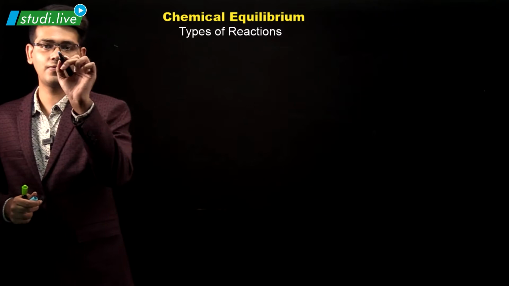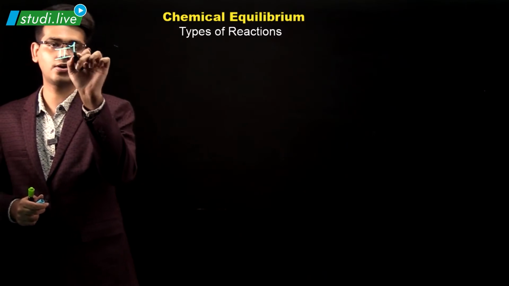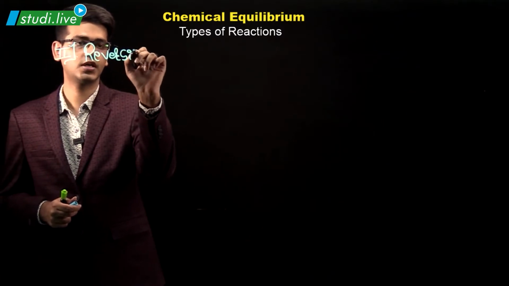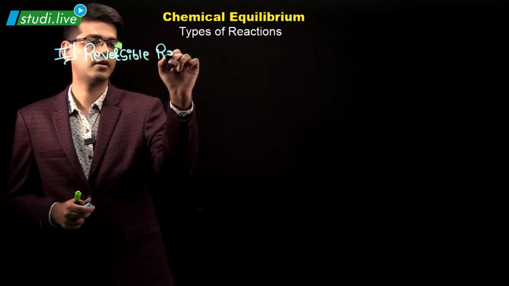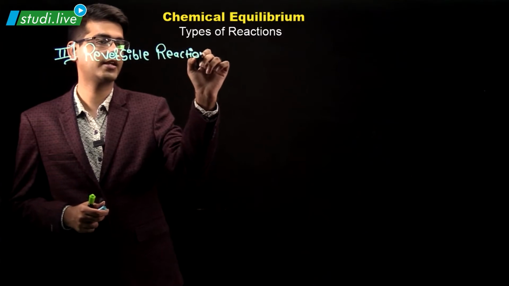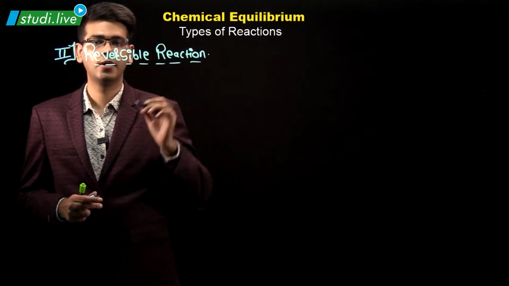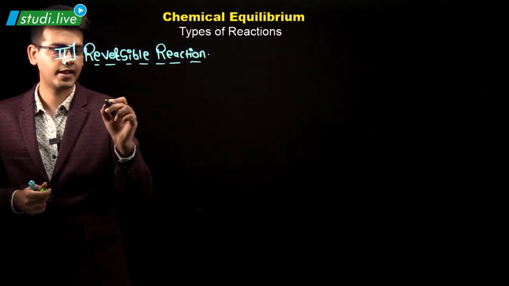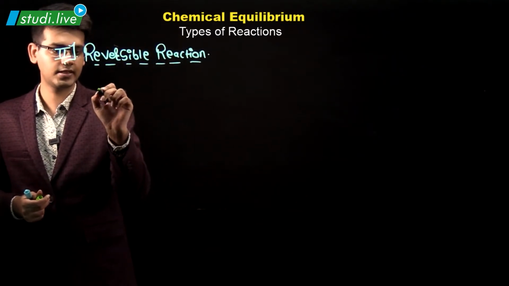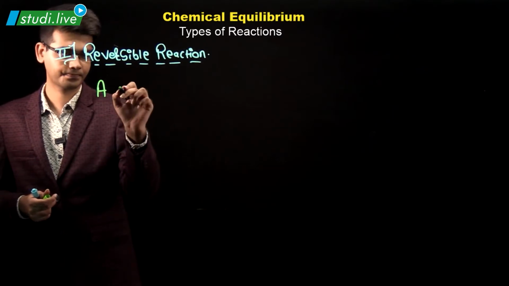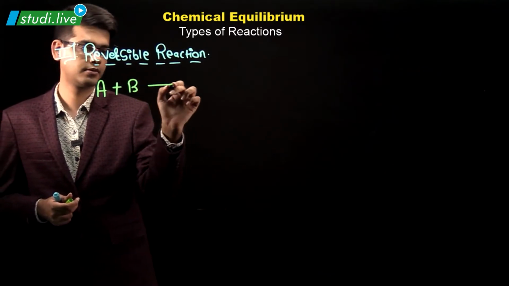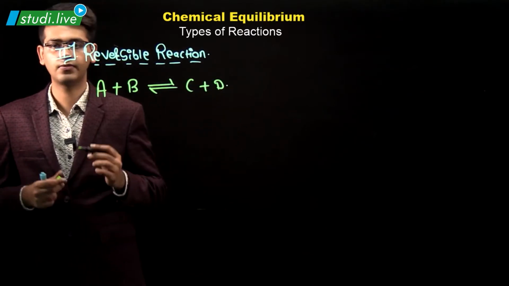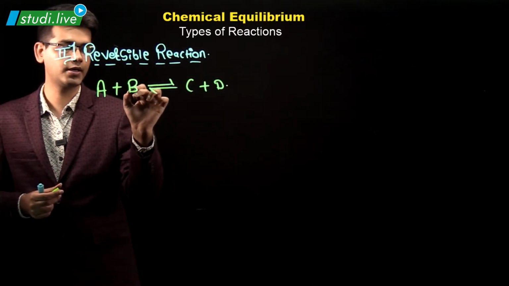So the second type of reaction which we have is nothing but called the reversible reaction. Now, before understanding what is a reversible reaction and the properties or characteristics with respect to reversible reaction, let us write an example. So let's say we have any reaction A plus B gives C plus D.